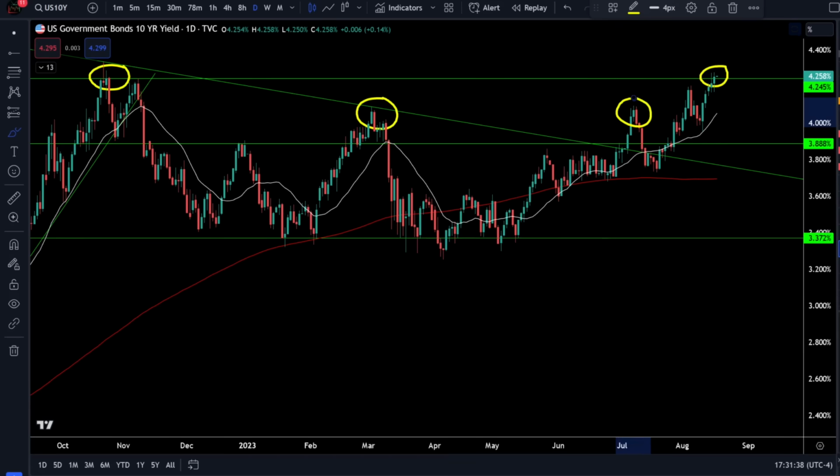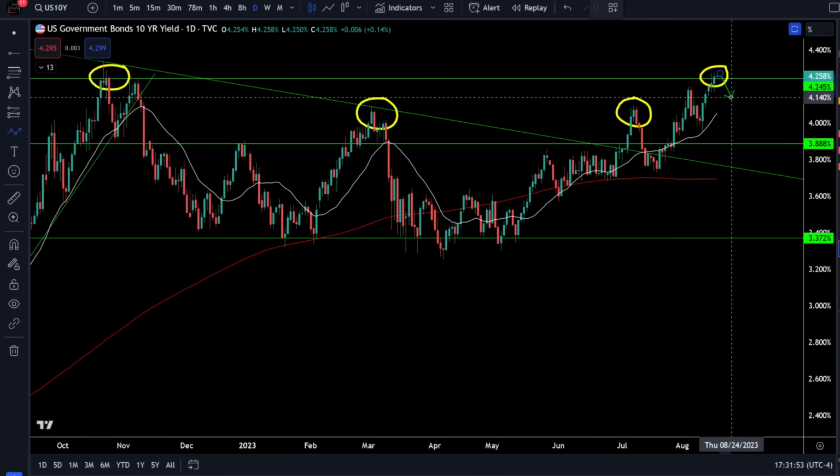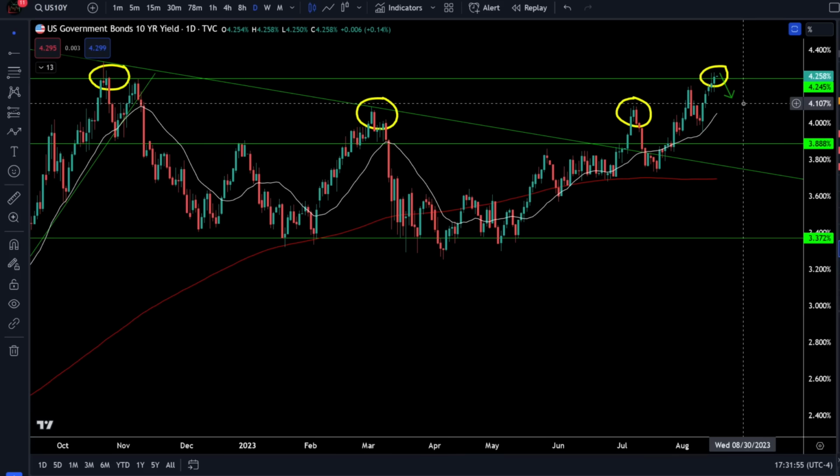However, we haven't yet seen the pivot, which means in the 10-year yield, we are going to need to see a pivot and a break out of this bull trend, because currently this is going to be a lot of headwinds for equities, especially those high-flying tech stocks that a lot of you love to trade.